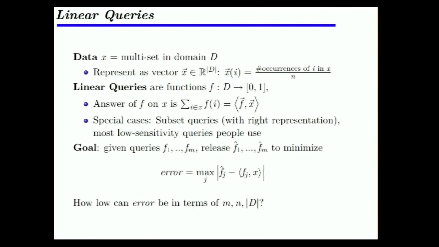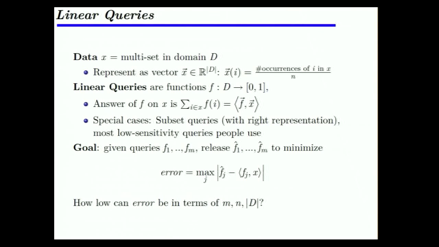the number of people. And what's a linear query? A linear query is just a function from the domain to 0, 1. The answer to the query f on data set X is the expected value of that function over this probability distribution X. So it's just 1 over n times the sum over the multiset of the values of the function, which is the same thing as this inner product. I can write f as a vector, X as a vector, and I get an inner product. Sorry, there's a 1 over n missing right where the pointer is. So subset queries that we talked about earlier are special cases of that, as long as you represent things the right way. And most of the low sensitivity queries that people actually use fall into this category of linear queries.